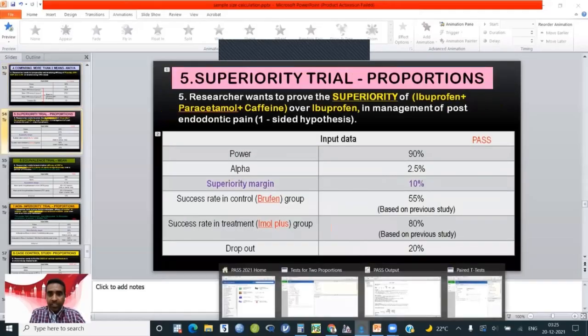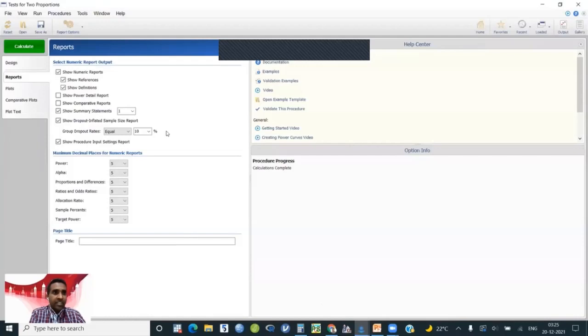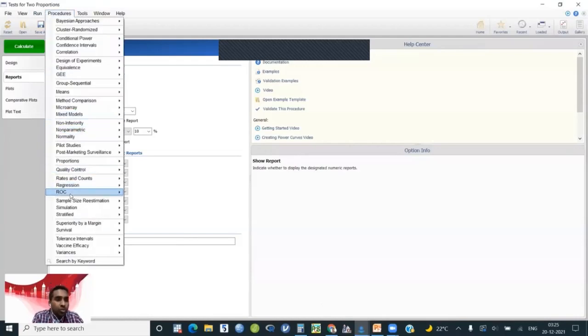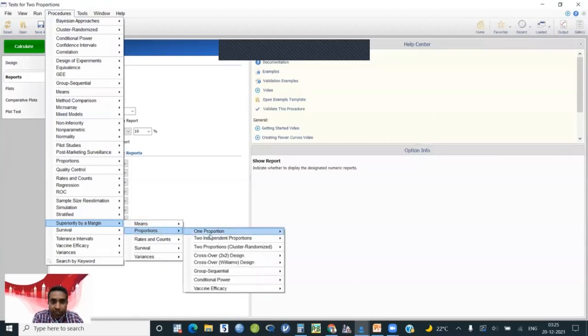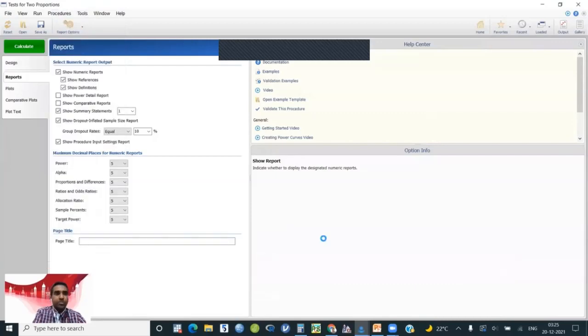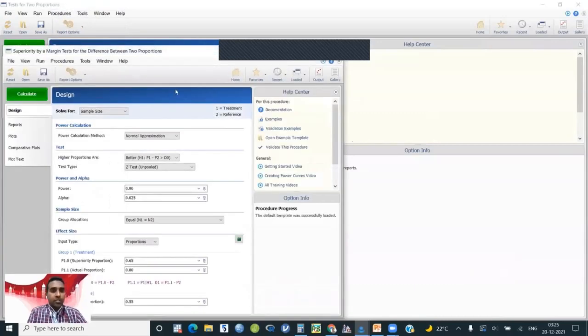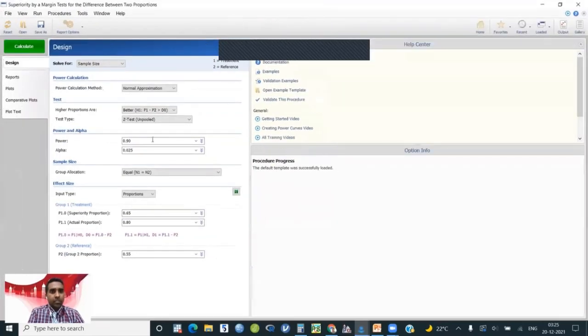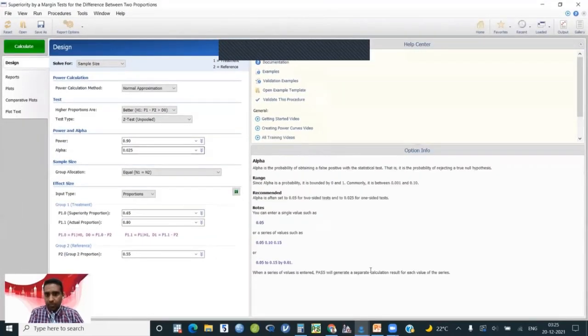I'm going to conduct a superiority trial sample size calculation procedure. Go to superiority by a margin. It is a proportion, right? Proportion, two independent proportions. Superiority by a margin, difference between two proportions. Okay, fine. Power is 90%, and alpha is 0.025.